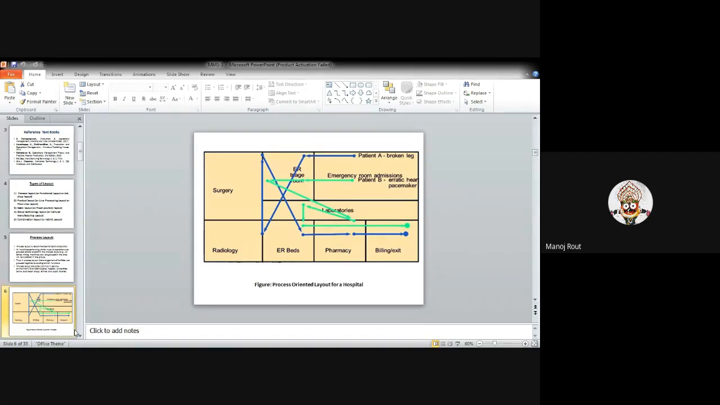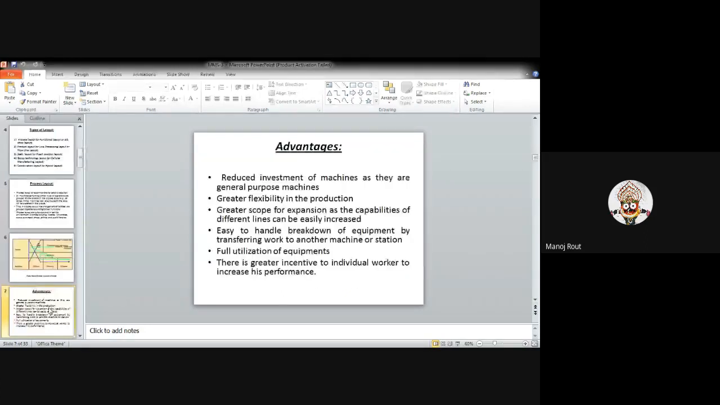Next, the advantages: reduced investment in machines, as they are general-purpose machines; greater flexibility in production; and greater scope for expansion, as the capability of different lines can be easily increased. It is easy to handle breakdown of equipment by transferring work to other machines. That is why in process layout, machines are placed in a U shape, T shape, or Z shape, so that workers directly involved in production activities are not affected by equipment breakdowns. The next ones are full utilization of equipment, and greater incentive to the individual worker.